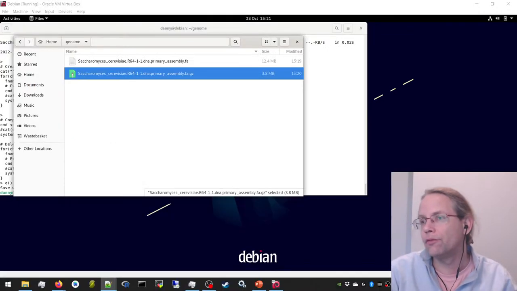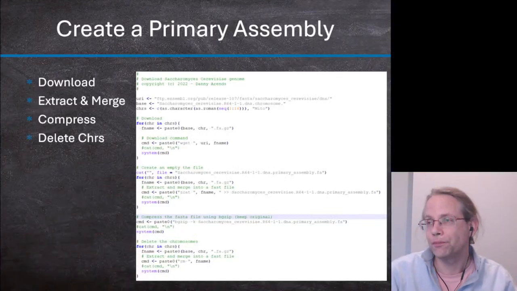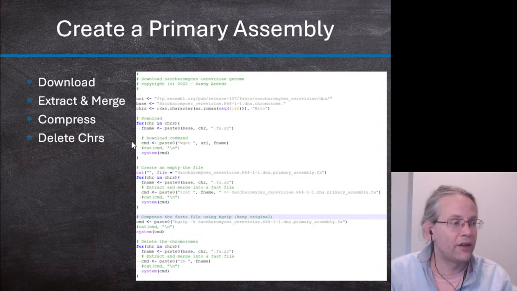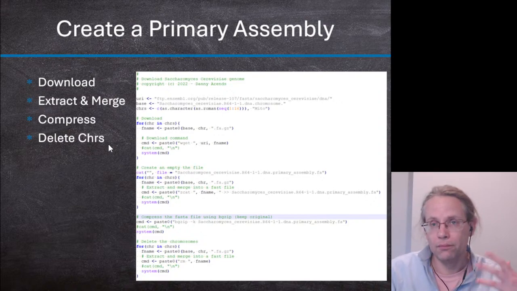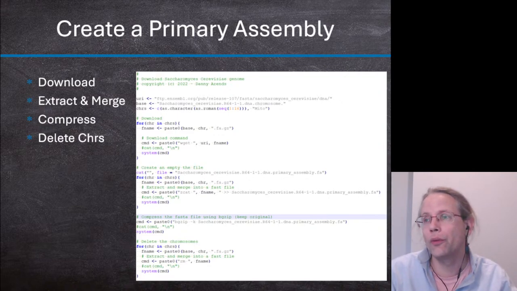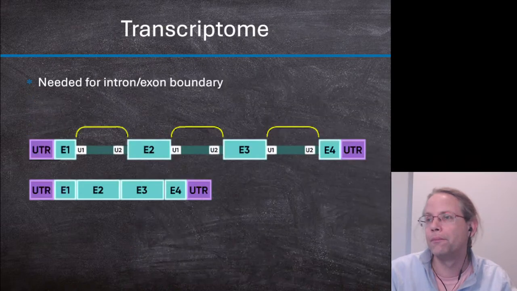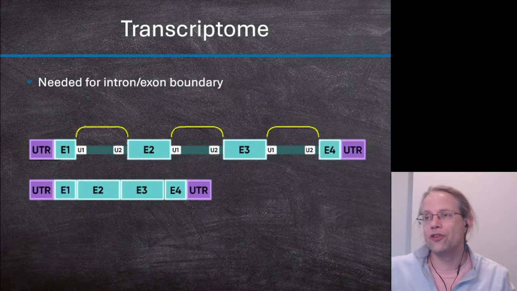All right, so first step, we have our own chromosome. Let me go back to the PowerPoint. So we have our own primary assembly that we created. So a very simple script, you can update it, and you could even put it in your pipeline in case you want to work with multiple species at the same time. But we're only going to use yeast, so that's why I only have one folder and put one genome in.